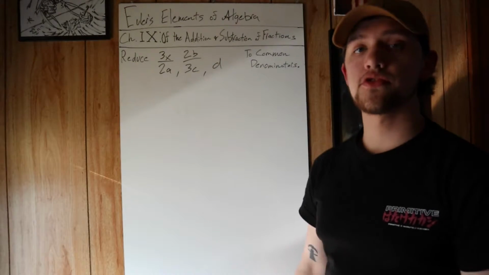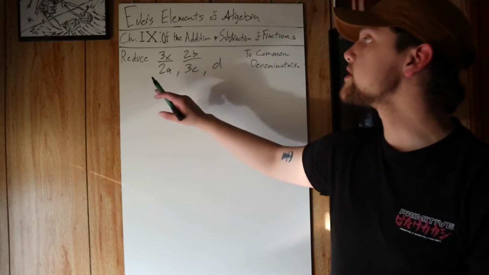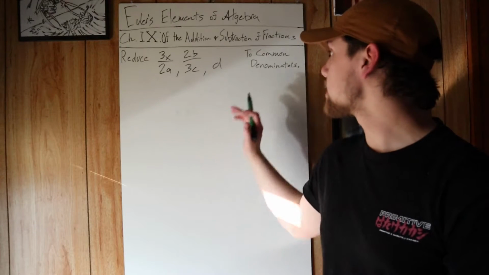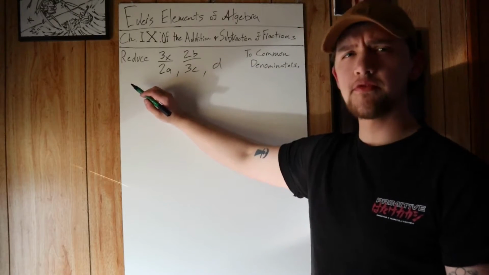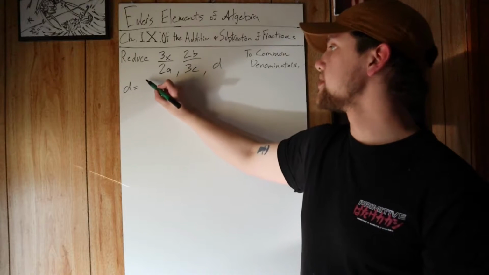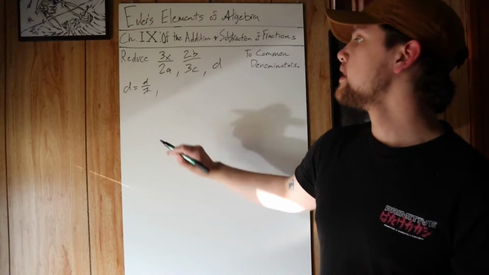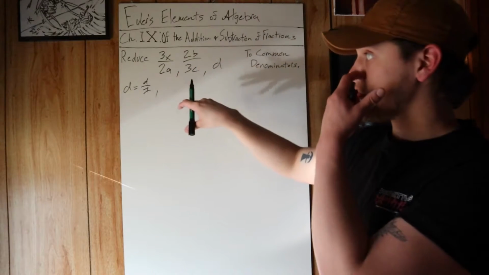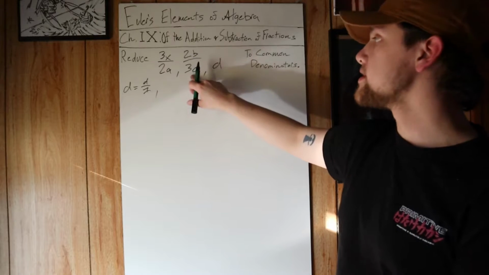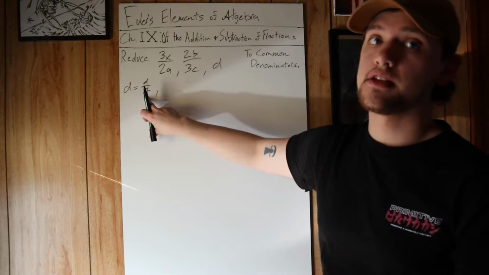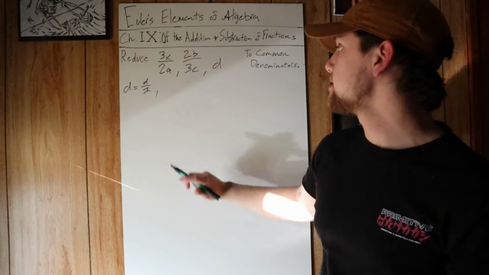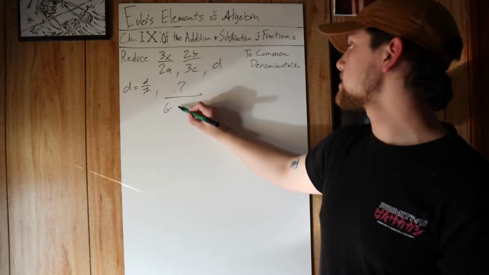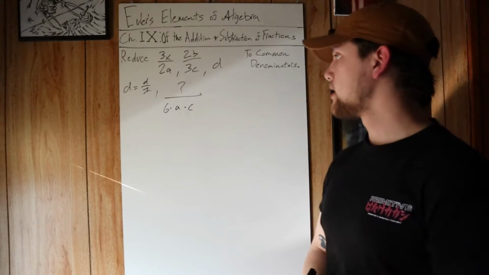And this brings us to question 3 Euler provides for us, which is reducing 3x over 2a, 2b over 3c, and d to common denominators. It's helpful to note that d here is the same as d over 1, which helps us because now we know that the common denominator for these three quantities is going to be 2a multiplied by 3c multiplied by 1, because that's the denominator in d here. So our denominator is going to look like 6 times a times c.